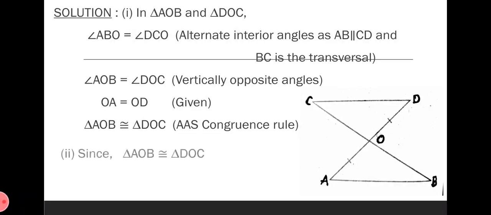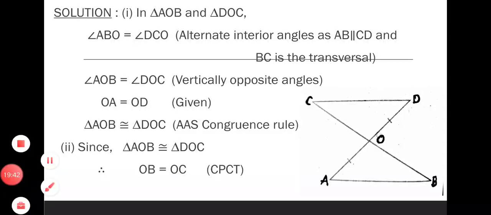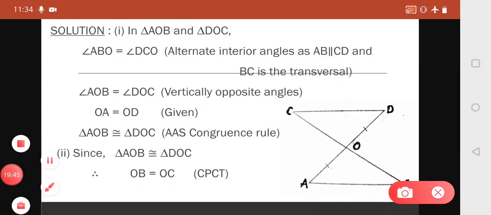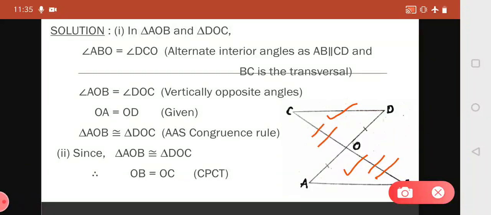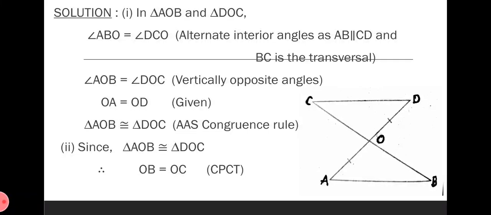Second proof. Since we have proved right now that triangle AOB is congruent to triangle DOC, we get OB equal to OC, as these two triangles are congruent. So we write OB equal to OC as the CPCT, corresponding parts of congruent triangles. So O is the midpoint of BC.